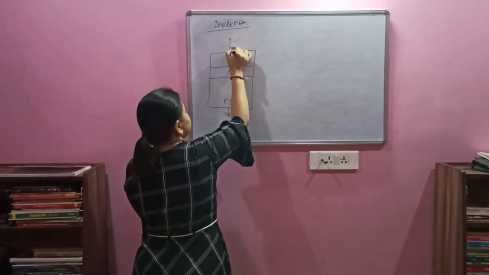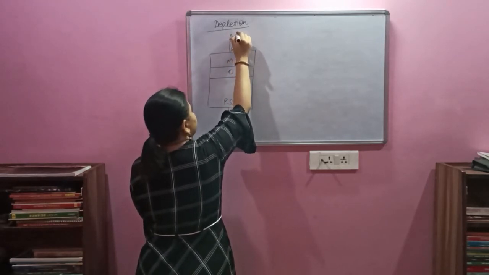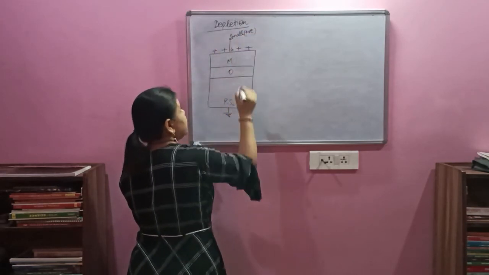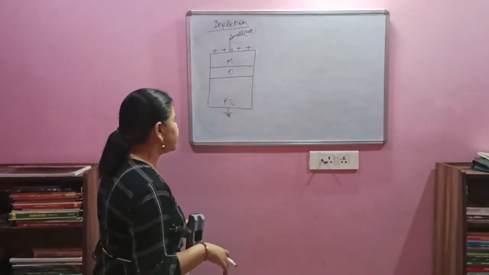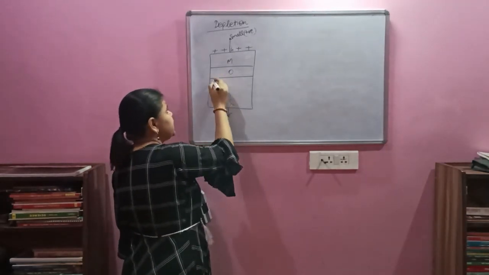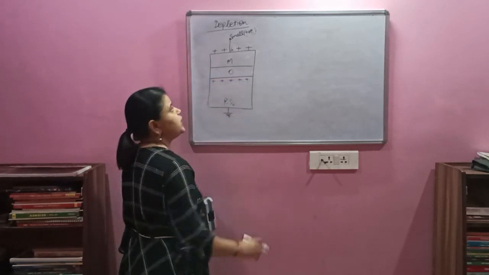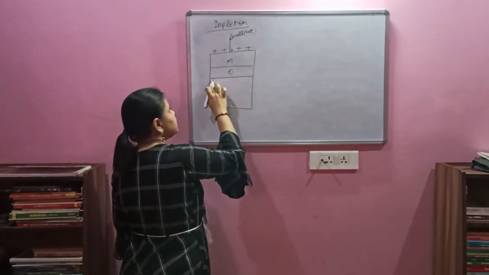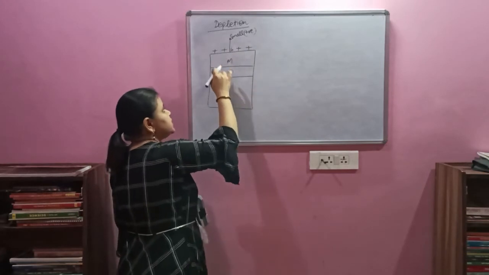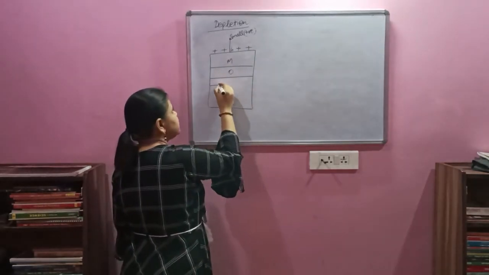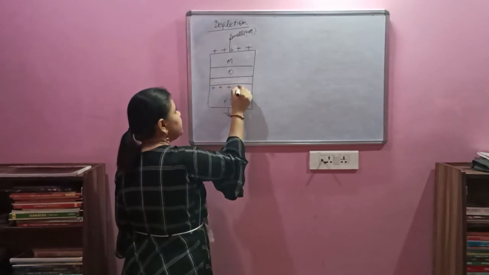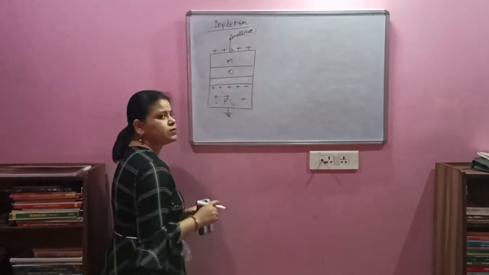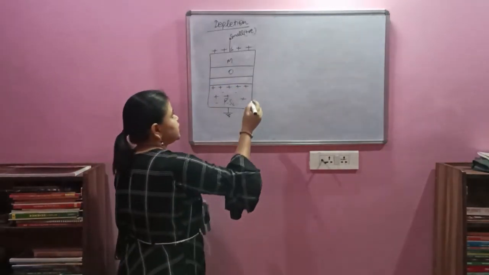And here is the gate terminal on which I will now apply a small positive voltage. Not a large one. A small positive voltage will be applied. Earlier, in accumulation, the positive charges were accumulated here at the interfacial region. Now what will happen? Because a positive voltage is applied, positive and positive will repel each other. So this region, which is the interfacial region, will become blank, meaning depleted of charge carriers.